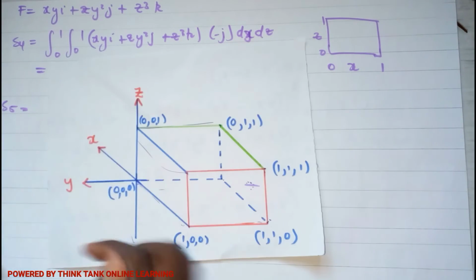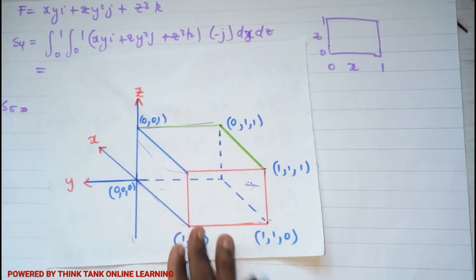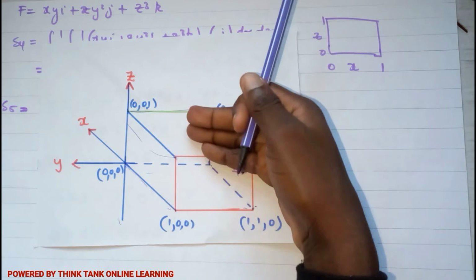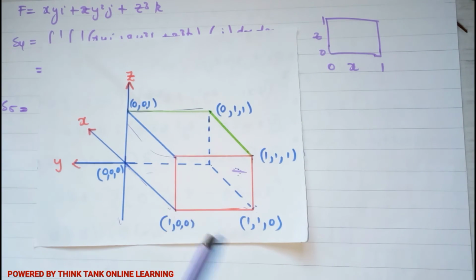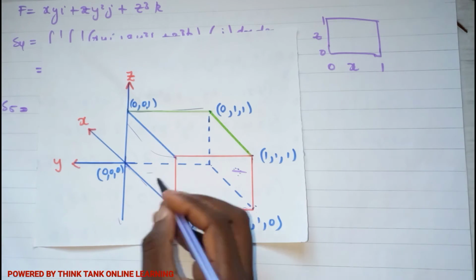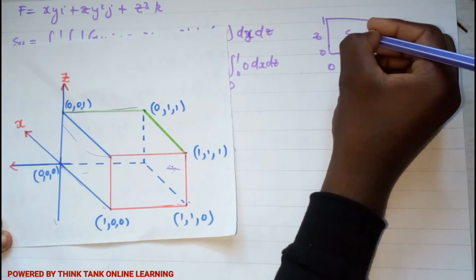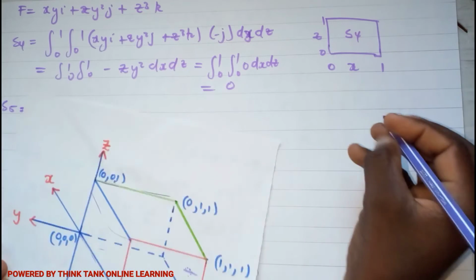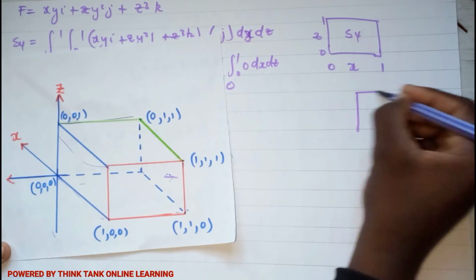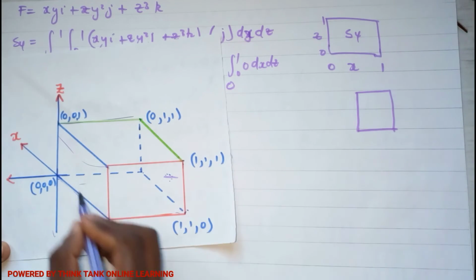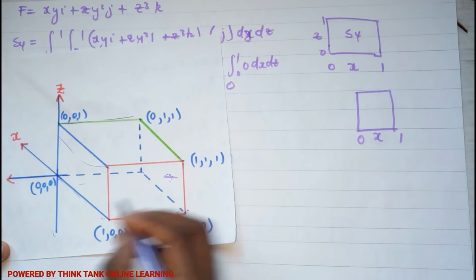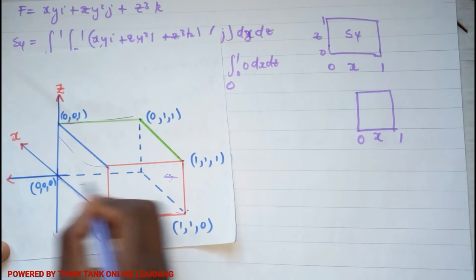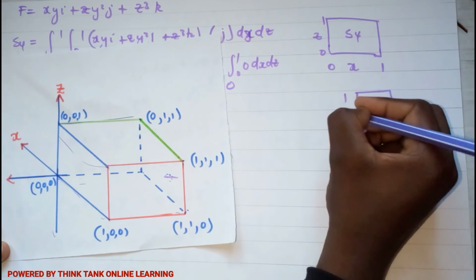Okay, for surface number 5, we're now only left with two surfaces, the top surface and the bottom surface. I'm going to start with the bottom surface. So this was surface number 4. Okay, now for surface number 5, the bottom, we have x from 0 to 1, then we have y from 0 to 1.